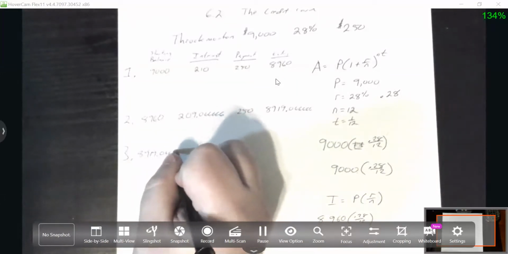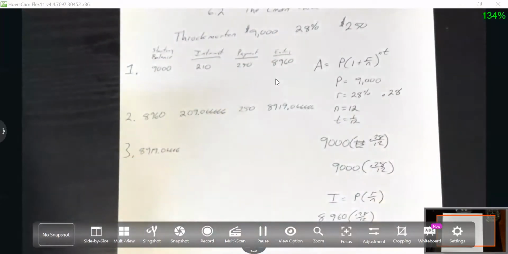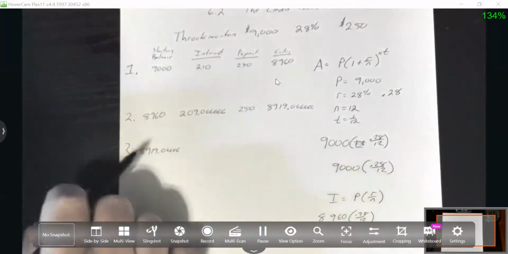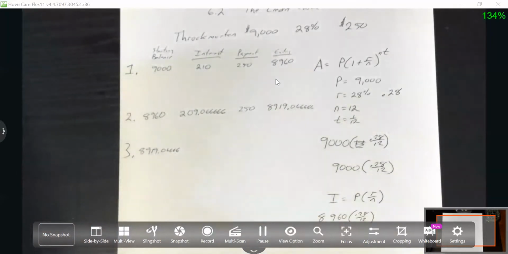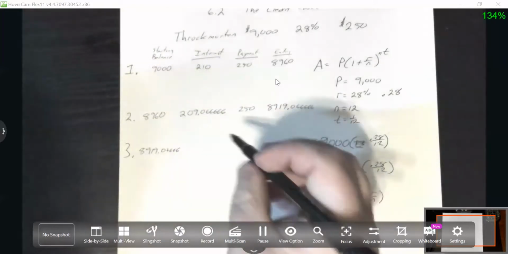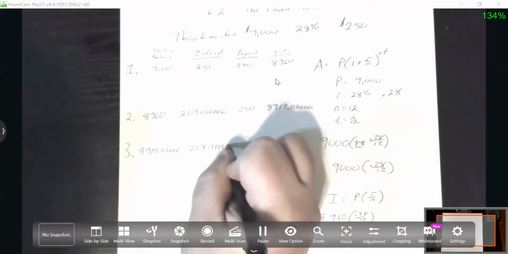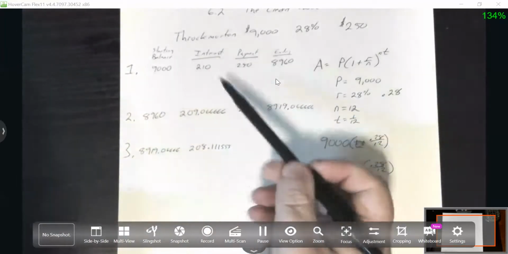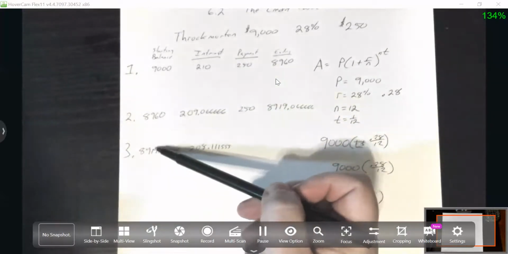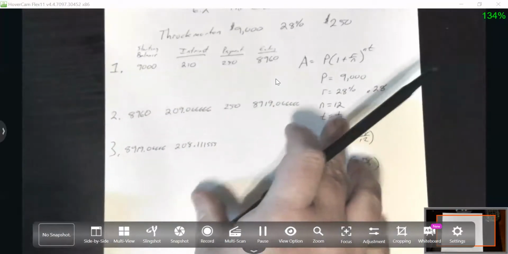Okay, so we come to month 3, carries down. $8,919.066666. We calculate the interest payment again. So now we're going to use this times the 0.28 divided by 12. And this month they charge him $208.111555555 interest. Notice that the interest is actually decreasing just a little bit each month. It's because as his balance goes down, there's less of a balance for them to charge him interest with.